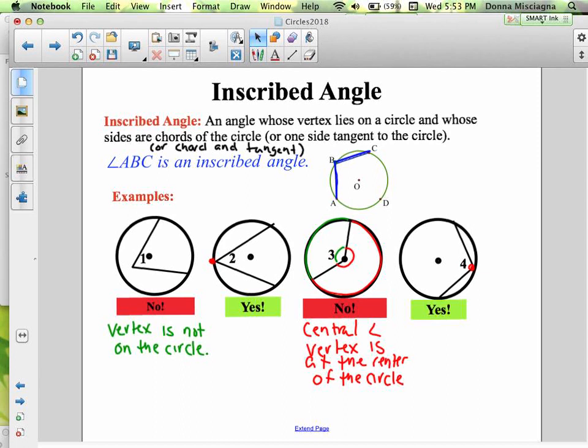Right? And number 4 is also an inscribed angle. So 2 and 4 were inscribed angles. The vertex is on the circle. Number 1 and 3 are not inscribed angles.